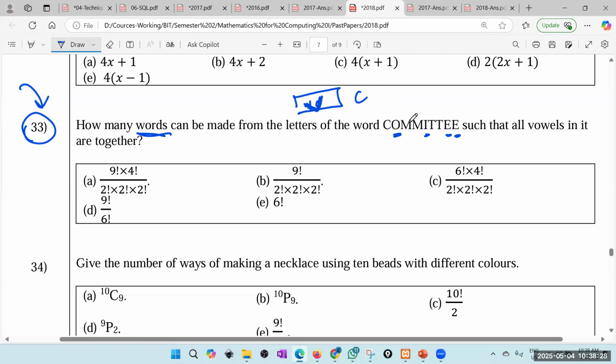C. Vowel block, we have only once because the vowel block has only one. C only once. M twice. T twice. So now we have vowel block, C, M, T, and M twice, T twice. Inside the vowel block, we have O once, I once, and E twice.